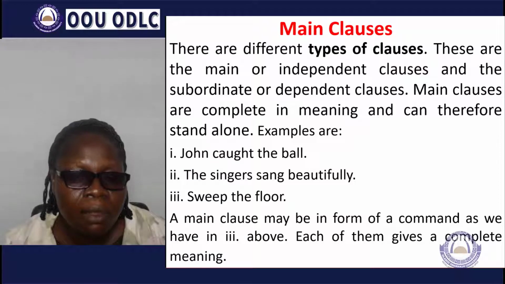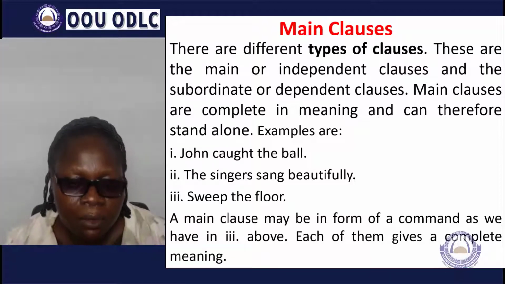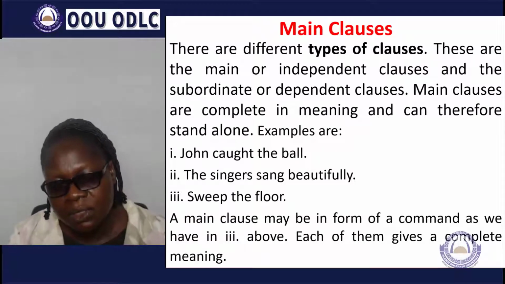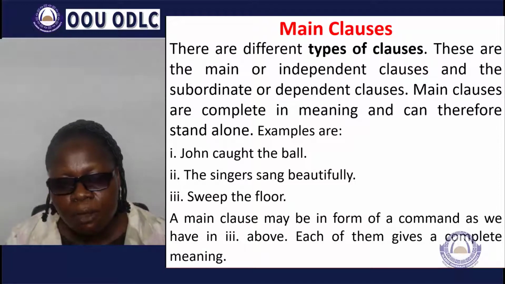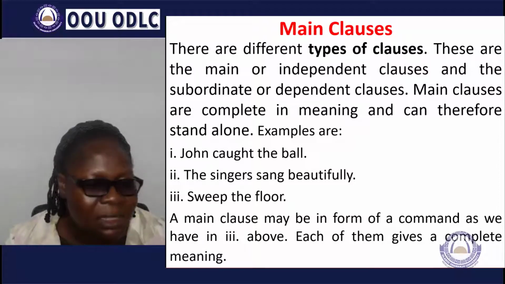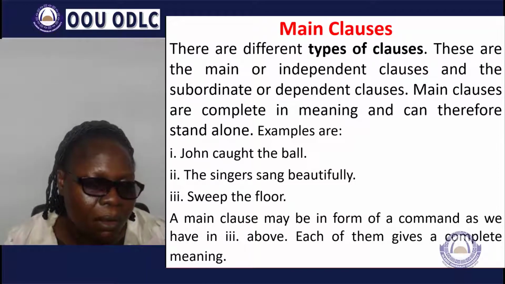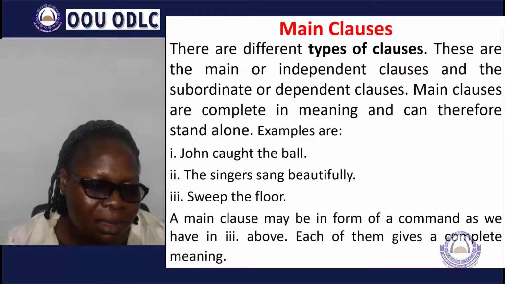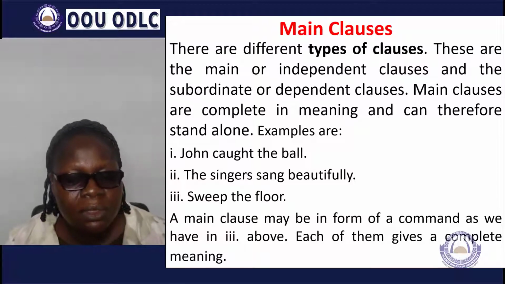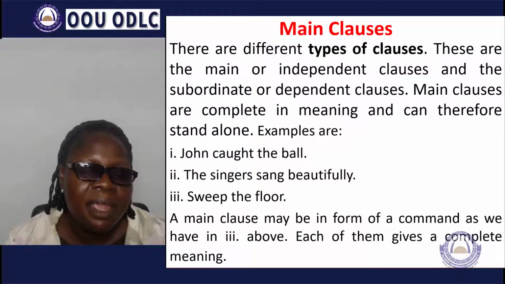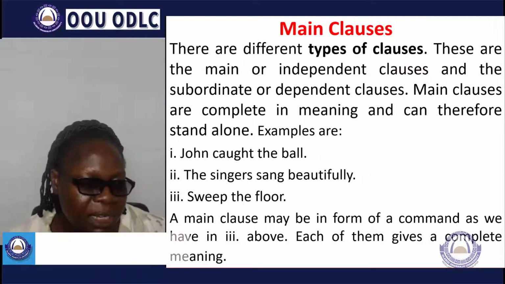There are two types of clauses. We have the main or independent clauses and the subordinate or dependent clauses. Let's talk about the main clauses first. The main clauses are also called independent clauses, which means they are complete in meaning and they can therefore stand alone to convey a complete thought. So when you pick a clause that is a main clause, it means it is meaningful on its own. It can stand alone. In fact, a main clause is a simple sentence, and a sentence must convey a complete meaning.